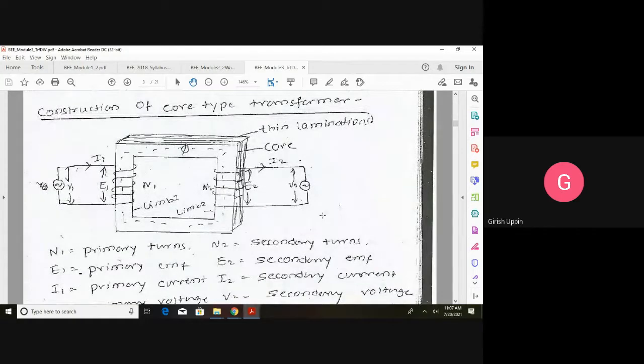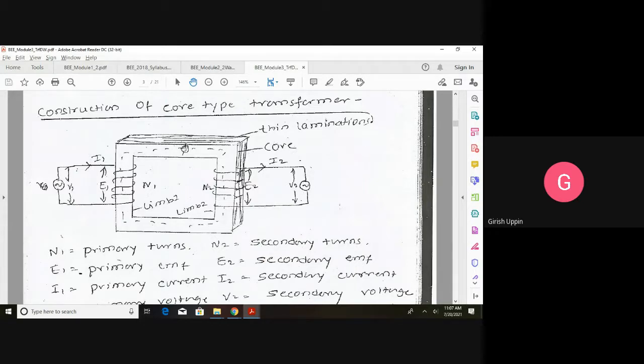Next, we will see the construction of the transformer, core type and shell type. There are two types of transformer. This is a core type. As I explained, we have the magnetic core. It is made with some kind of magnetic material, like silicon steel, which has less hysteresis loss, and thin slices are used. So we don't take a solid core. What we do is we take thin slices of this kind of strip, a square hollow strip, and those thin strips are stacked together.